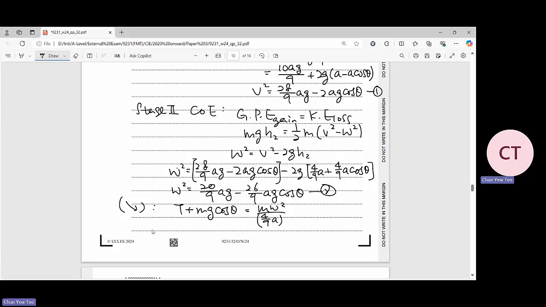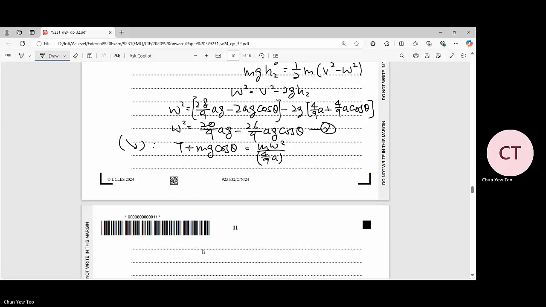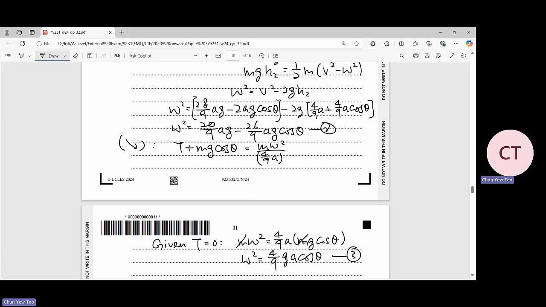But the T is 0. Given T equal to 0, you have mw squared is equal to 4 over 9a times mg cos theta. Cancel the m, so you get w squared is equal to 4 over 9 ga cos theta. That will be your equation number 3.